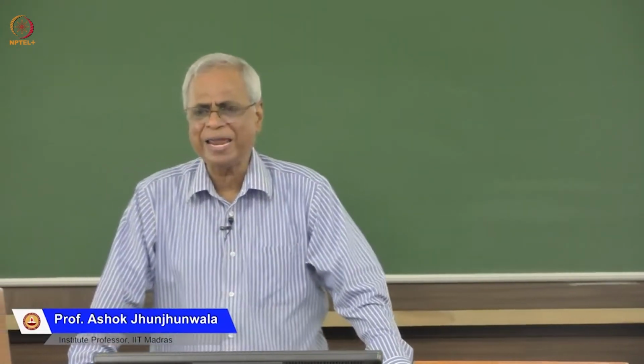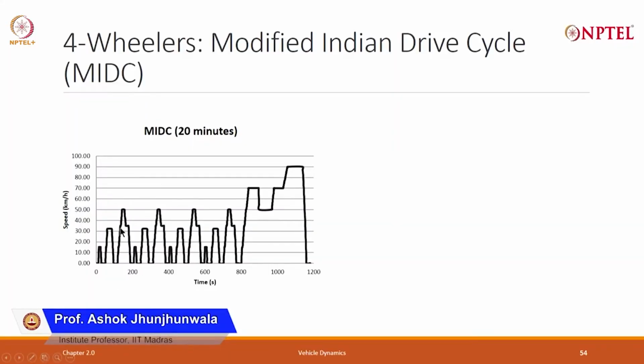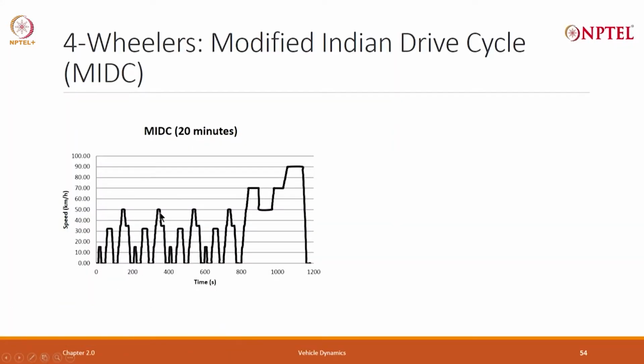One thing you see is that it actually is driving, so a lot of stop and wait: it drives, then stops, drives and stops. That is a very common city driving pattern. This is city driving, not highway driving. But you also see that occasionally it goes to 70 kilometers per hour and even 90 kilometers per hour.